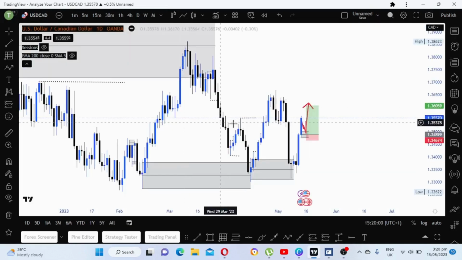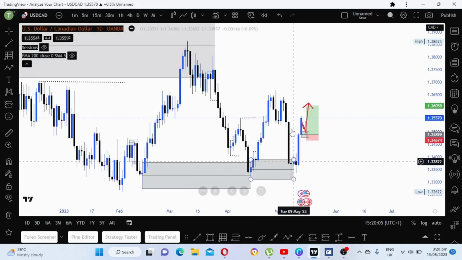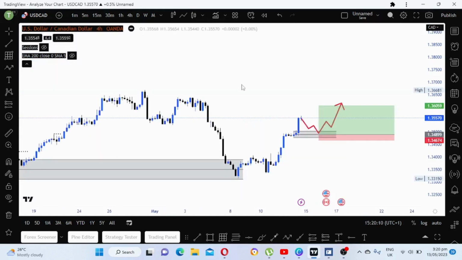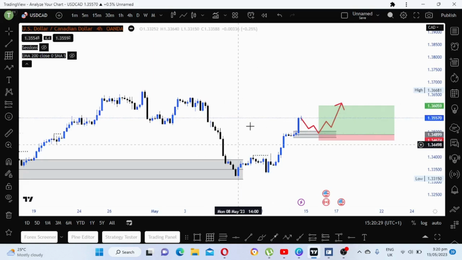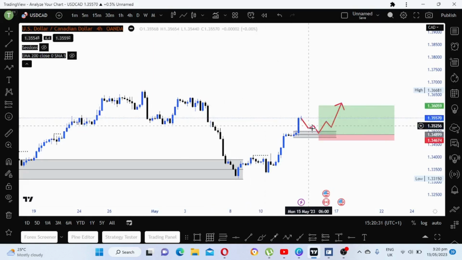Looking at USD CAD, we had a change of character here. Price came back to this demand, and then we bought. Looking at the DXY, it is extremely bullish on H4. So now we are waiting for what? For a pullback. We're waiting for a pullback, and then we buy here. That's my view on USD CAD, as you can see.